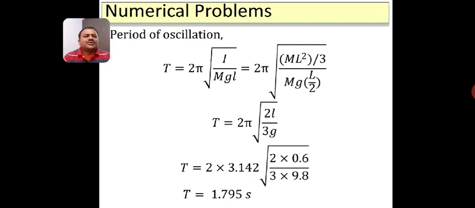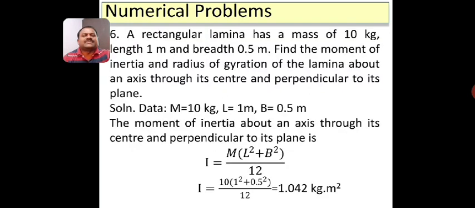So therefore 2 pi into square root of I is equal to mL square by 3, and mg into small l is nothing but capital L by 2. So simplifying it, you will get the time period T as 2 pi into square root of 2L divided by 3g. T is equal to 2 into pi is 3.142 into square root of 2 into small l is 0.6 divided by 3 into 9.8, equal to 1.795 seconds. So if you calculate it using a calculator, you will get the answer as 1.795 seconds.